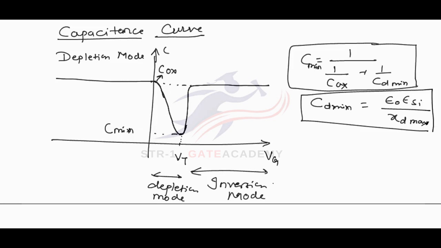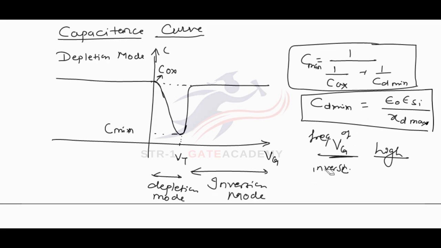Now in MOS capacitors, if the frequency of gate voltage Vg is very high, then in that case the inversion layer could not form. If the inversion layer cannot form, then the capacitance in inversion mode also remains at its minimum value.